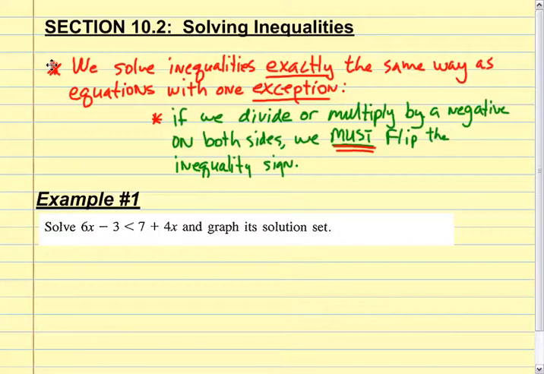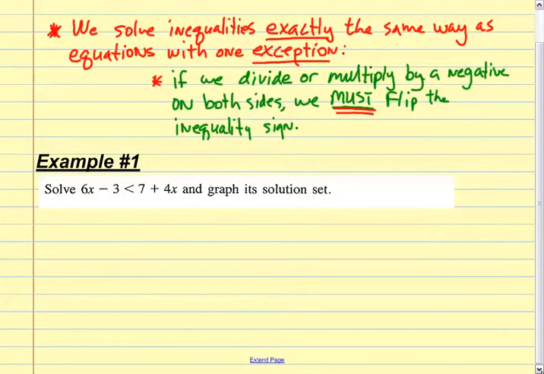Okay, let me just repeat that. When you're solving and you do the same thing to both sides, if the thing that you did was dividing or multiplying by a negative, remember to flip the inequality sign. If it's pointing to the right, it now needs to point to the left. If it's pointing to the left, it now needs to point to the right. Okay? Now, let's go down and practice some of this stuff. Super easy stuff, as long as you remember that one exception.